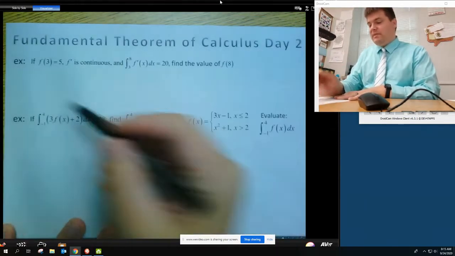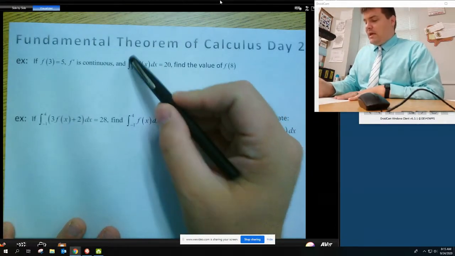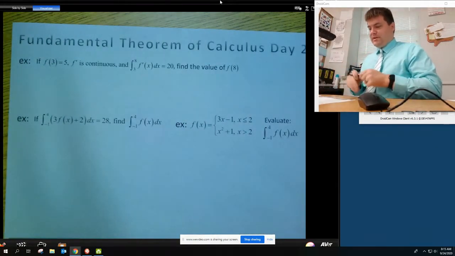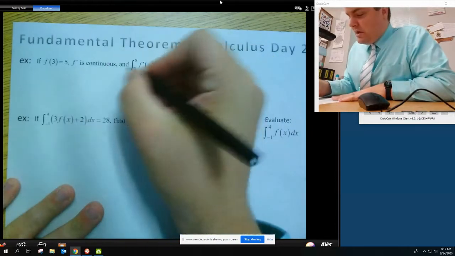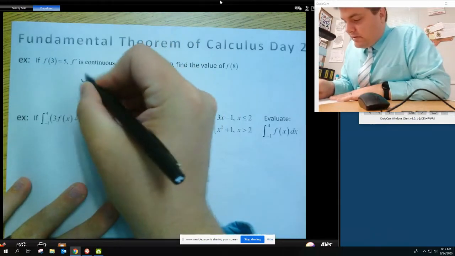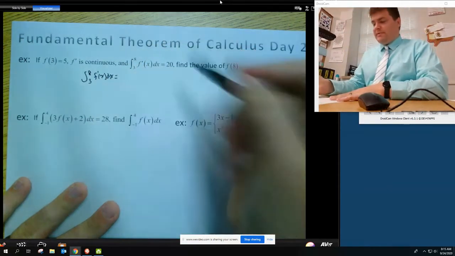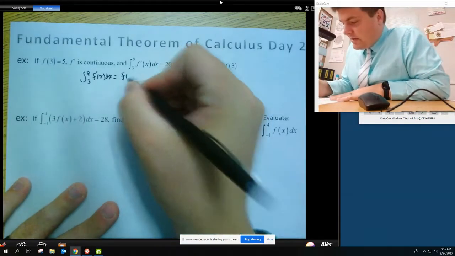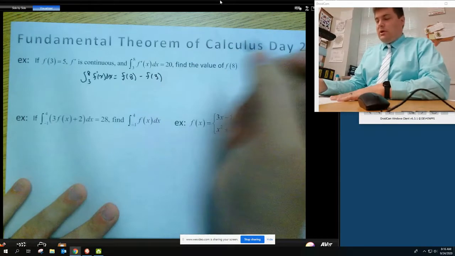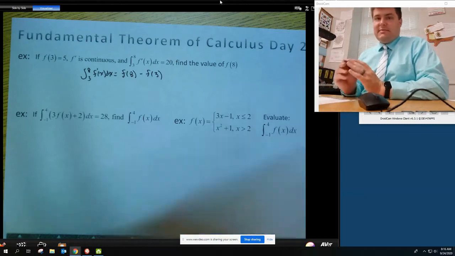So for the first problem, we're given f of 3 is equal to 5. F prime is continuous, and the integral from 3 to 8 of f prime dx is 20. Let's go ahead and find the value of f of 8. All we're going to do here is just rewrite this and set it up. I know that the integral from 3 to 8 of f prime of x dx, using the fundamental theorem of calculus, is f of 8 minus f of 3. So once I have this set up, I'm just going to substitute everything in, and then it becomes a fairly simple problem.